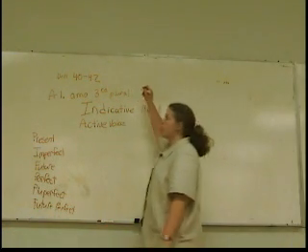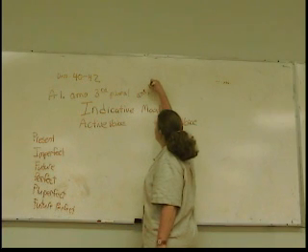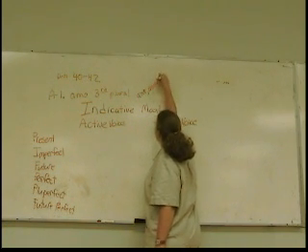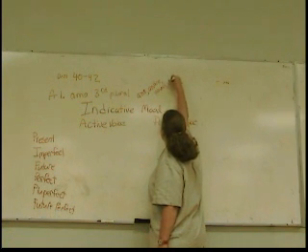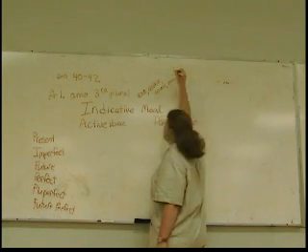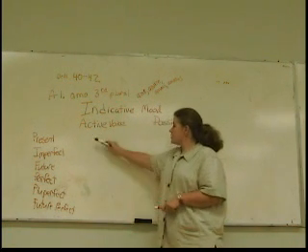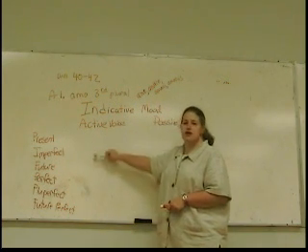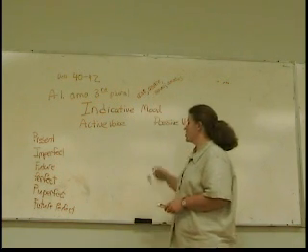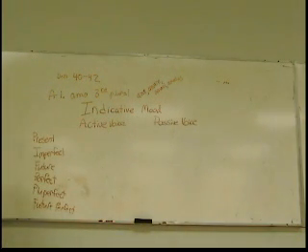So let's write off to the side the principal parts of this verb. Amo, amare, amavi, and amatus. So what conjugation is this verb? First. So that means in our present system of verbs, we're going to see A's all over the place because it's first conjugation. So what is the third person plural present active indicative of amo?